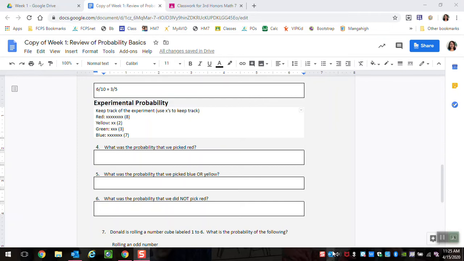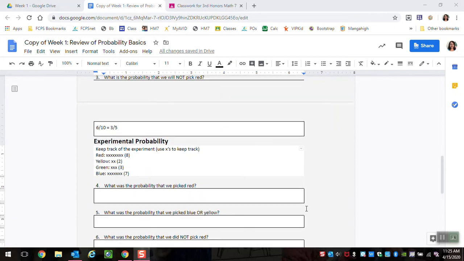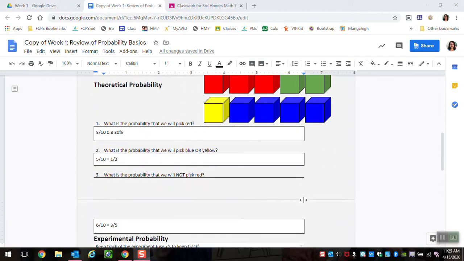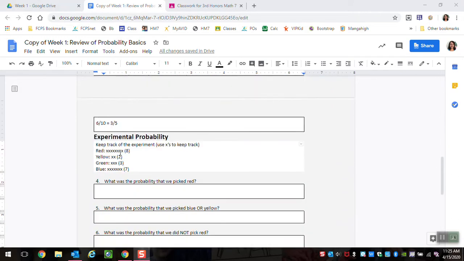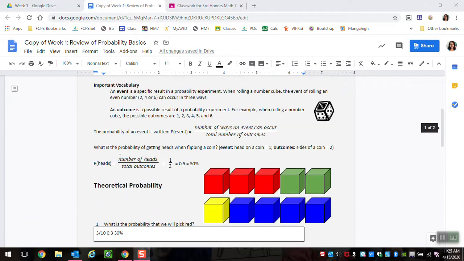Now, experimental probability, I actually did the experiment. I didn't just say, oh, well, hey, there's 4 out of 10 that are blue. So my experimental probability does not always match my theoretical.